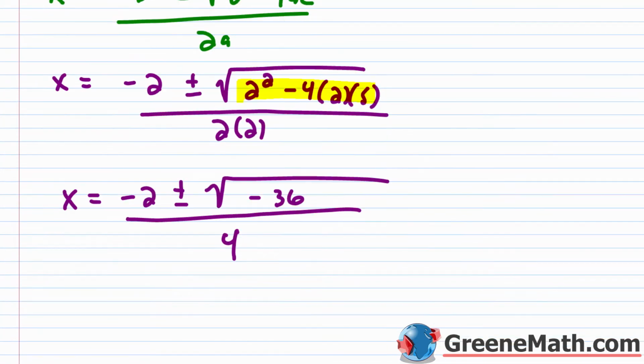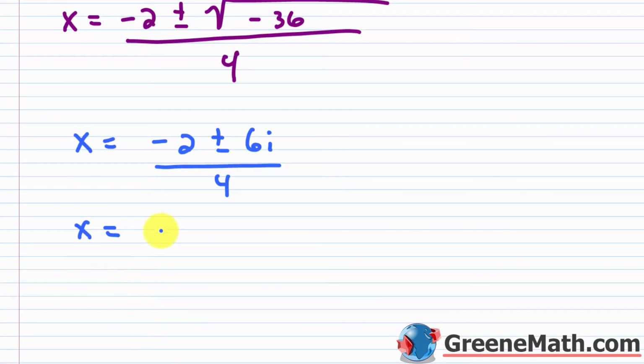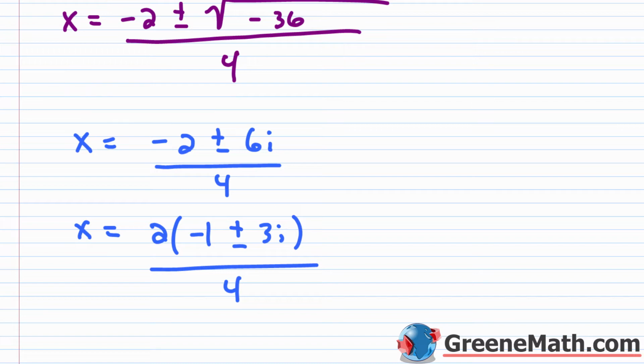Let's come down here a little bit and say that x is equal to negative 2 plus or minus 6i over 4. Now we can factor out a 2 and make this a little bit better. So x is equal to, I'll factor out my 2, negative 1 plus or minus 3i, then over 4. I'm going to cancel this with this and put a 2 here.